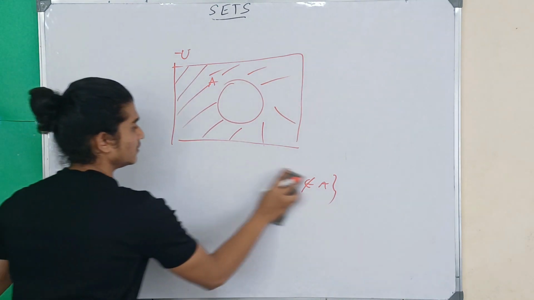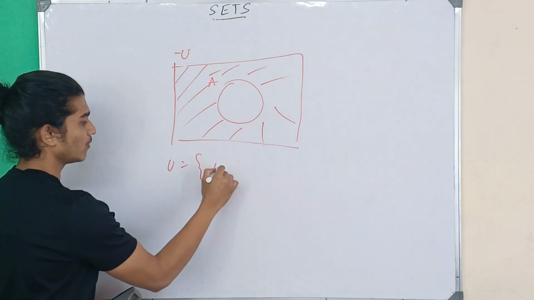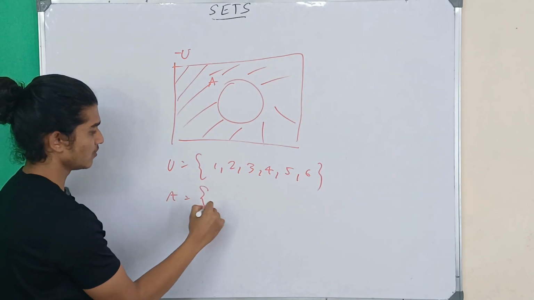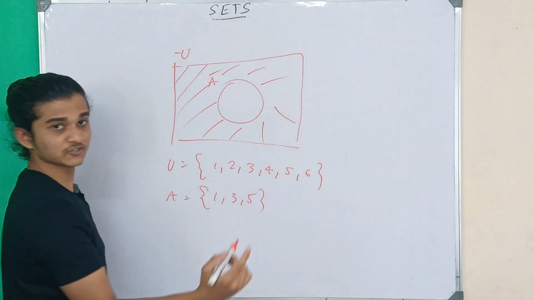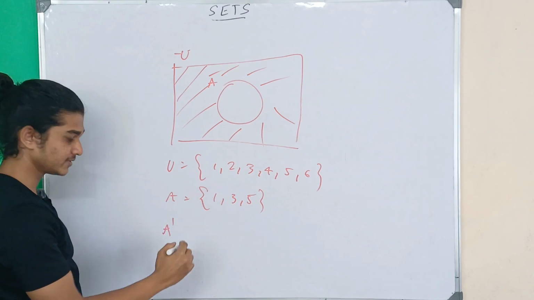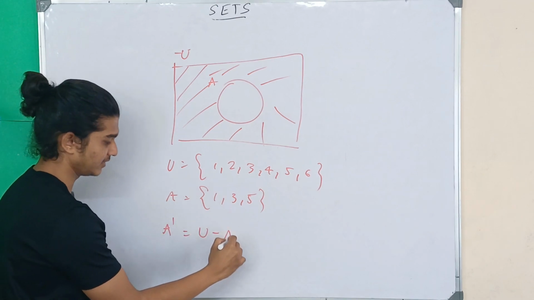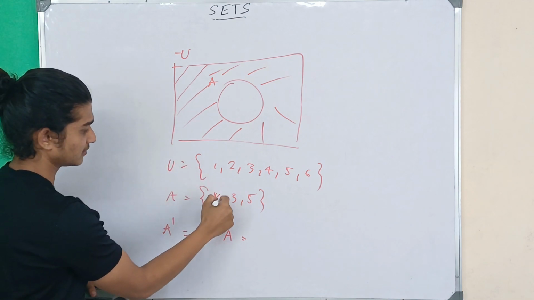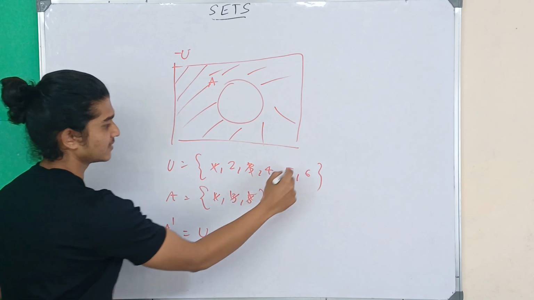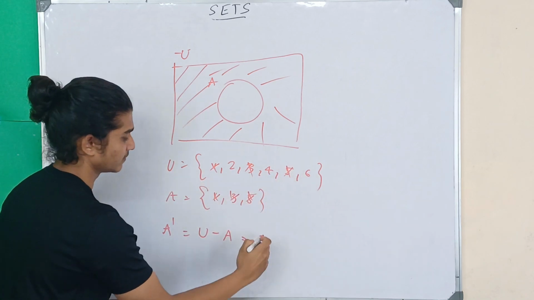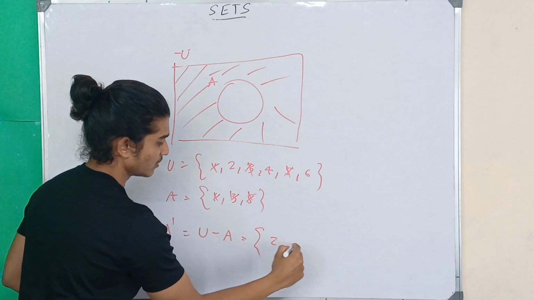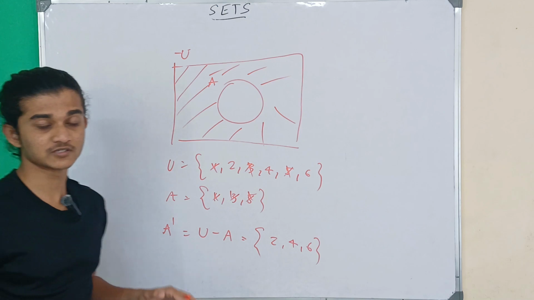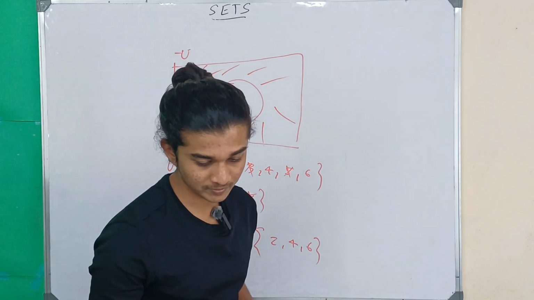For example, suppose the universal set is equal to 1, 2, 3, 4, 5, 6, and A equals 1, 3, 5. If they ask you to find A complement, it is basically the universal set minus the set A. So you just have to remove A from the universal set. 1 cancels, 3 cancels, 5 cancels, and the remaining set you write over here. So 2, 4, 6 are the remaining elements of this particular universal set. I hope you get a clear idea of what the complement of a set is.